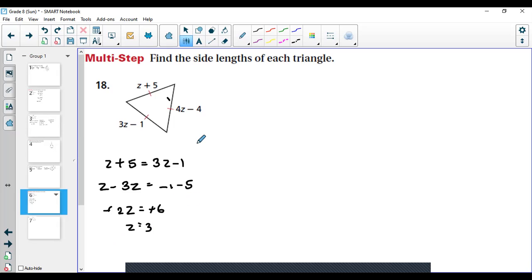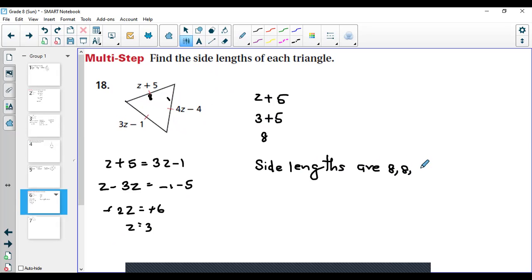Now that we know the value of z, we can find out the length of any of them. So let me find out first z plus 5. Z is 3, plus 5. So that makes it 8. Now as it is an equilateral triangle, if this side is 8, this side is also going to be 8 and this side is also going to be 8 respectively. So you have to just write side lengths are 8, 8 and 8 because that's an equilateral triangle. If you want, you can simply name the triangle and also write it, no problem. Either way you do, your answer has to be 8, 8 and 8.